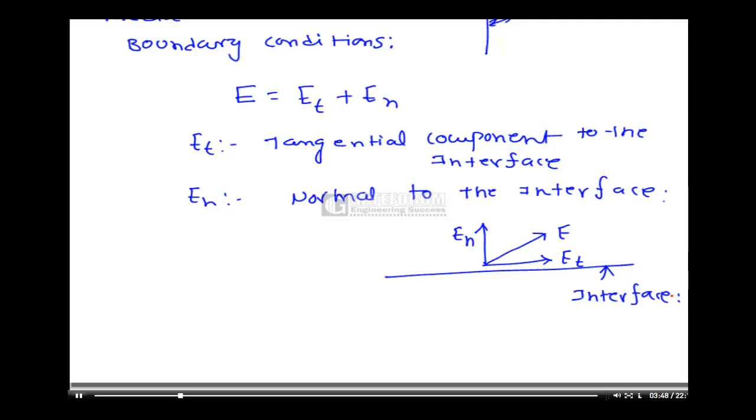Similarly, for the magnetic field there are also boundary conditions. We will discuss those later when we are discussing magnetostatics. Till here we are discussing electrostatics. That's why I am dealing with only E, the electric field. So it is divided into two components, Et plus En.